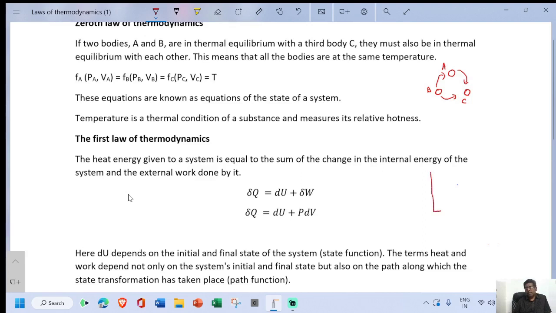Consider a working substance. This is a friction-free piston. Inside the working substance, a perfect gas is present. Suppose work is done by the working substance. The piston is moved to some extent in the upward direction. Now this is the change in length, delta L.